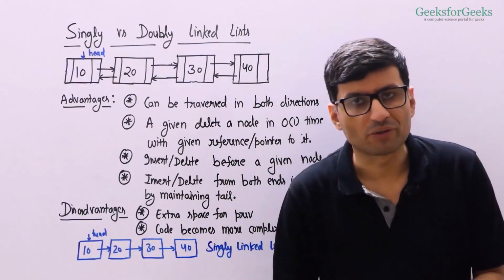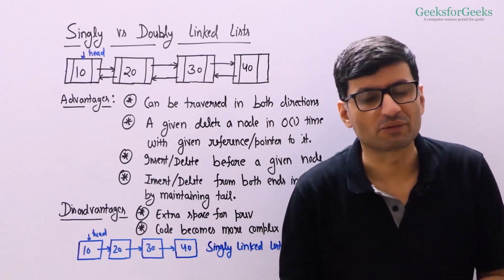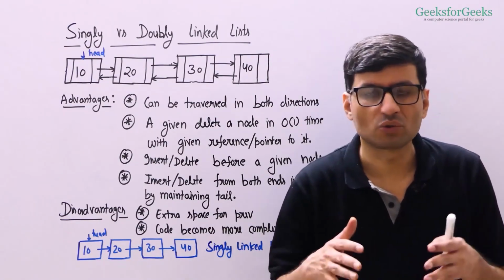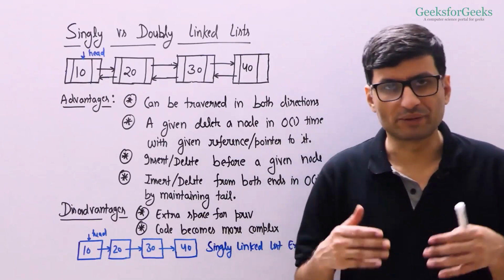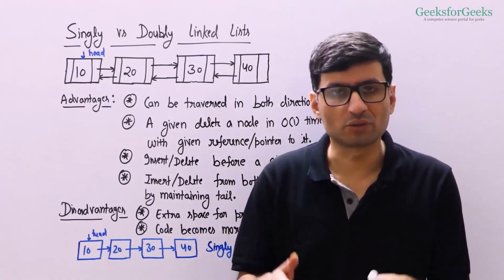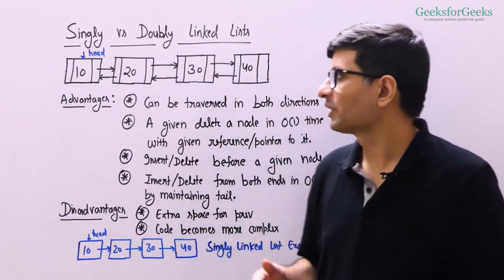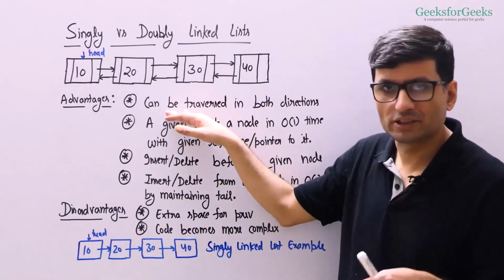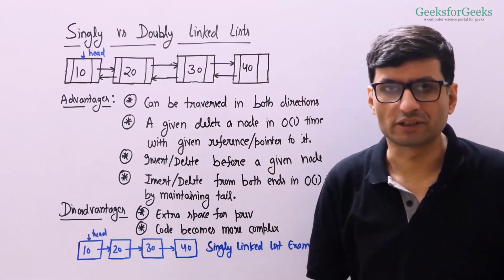Let us now talk about advantages and disadvantages of doubly linked list over singly linked list. As we've discussed earlier, in a doubly linked list, we have reference or pointer to both next and previous. So the first advantage of doubly linked list is you can traverse in both the directions.